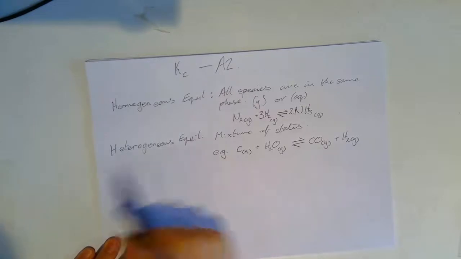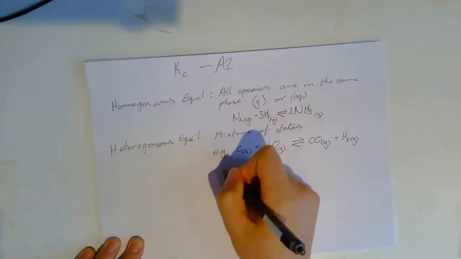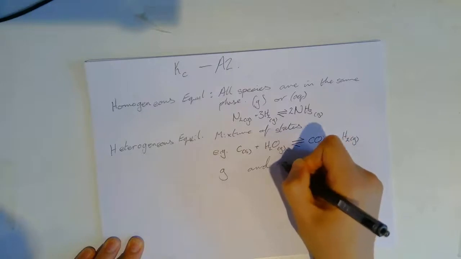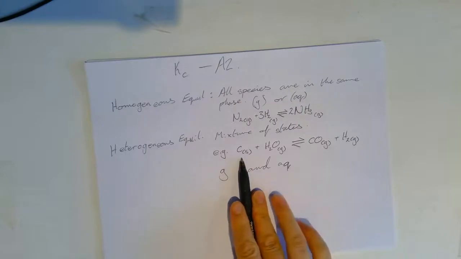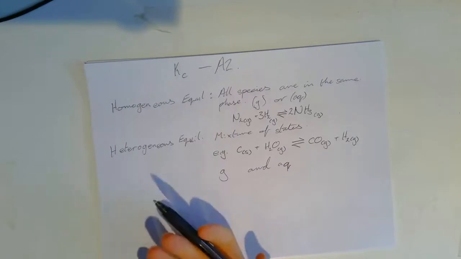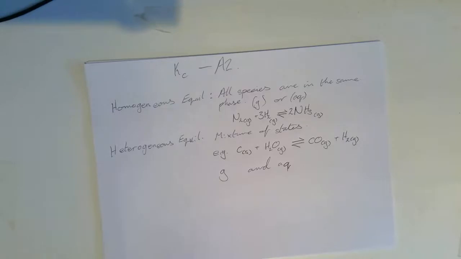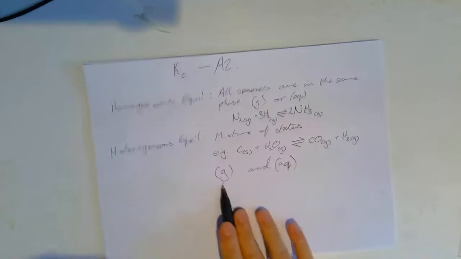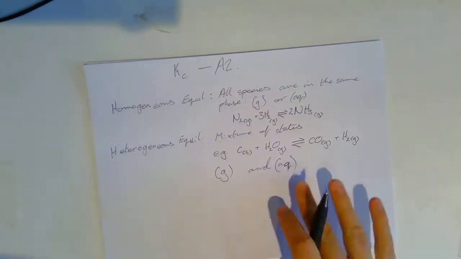Now the thing where we've got heterogeneous equilibria is that we are only interested in the gases and the aqueous components, because essentially the concentration of our carbon isn't going to change because concentrations of solids doesn't really make sense. Similarly, if we had a liquid, the concentration of that effectively stays the same. So when we're dealing with these, we're only interested in the gaseous species or the aqueous species like this.